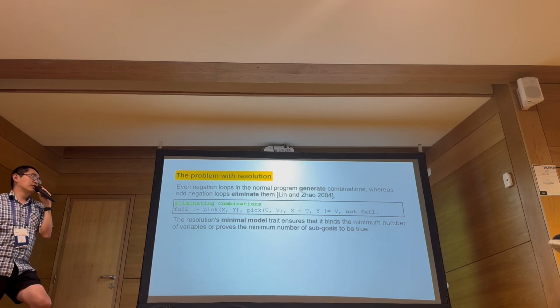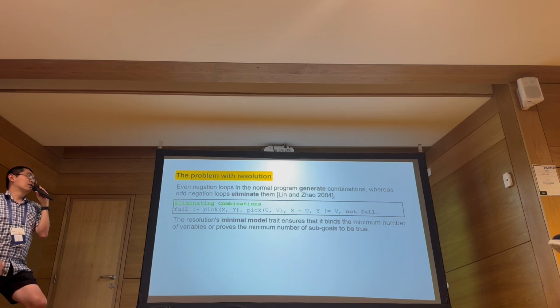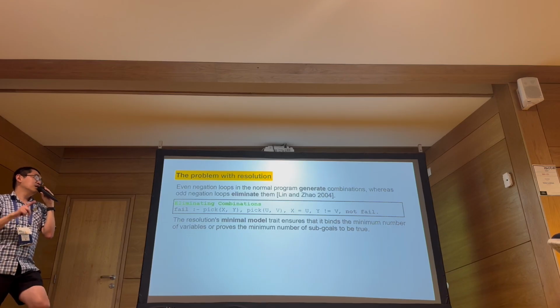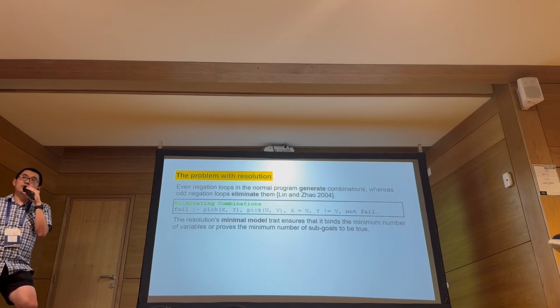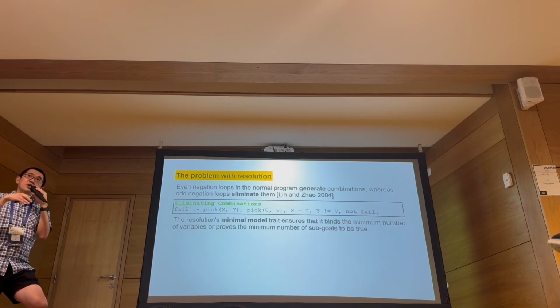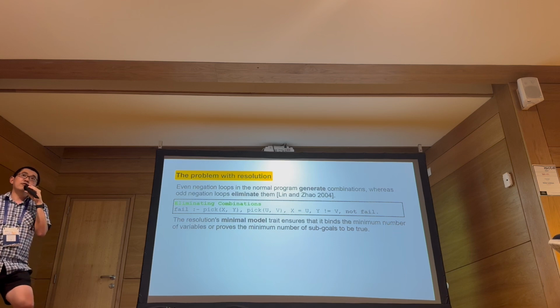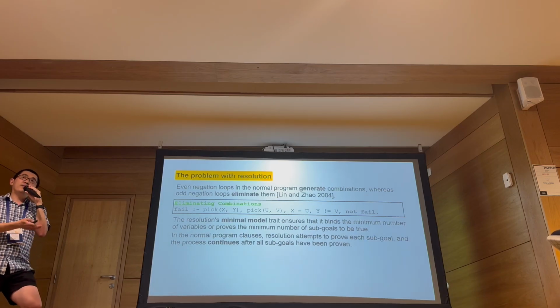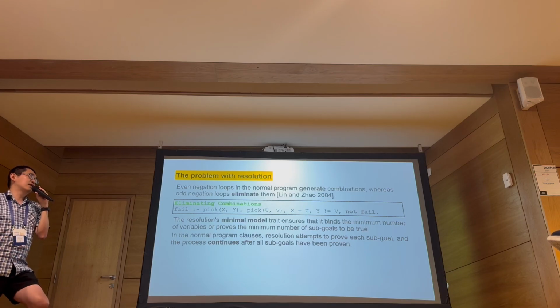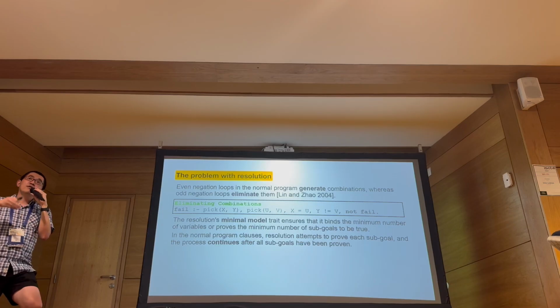The main reason is that the resolution's minimum model trait will ensure that it binds the minimum number of variables to prove the minimum number of subgoals to be true. So this is all the minimum model semantics behind the resolution. We try to use as minimal effort as possible to satisfy the rules. In the previous normal program clause cases, resolution works because it attempts to prove each subgoal, and the process will continue after proving a subgoal until all the subgoals are proved, right?